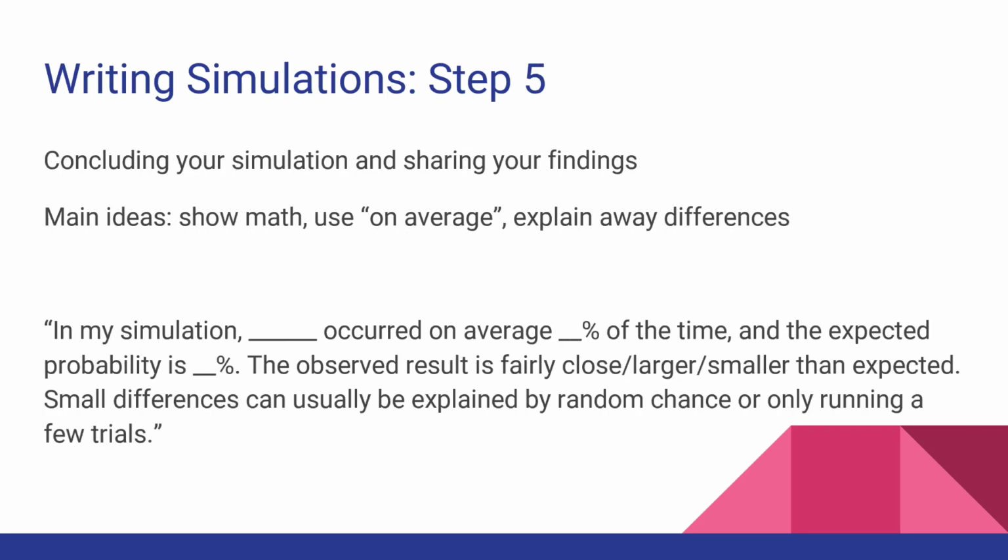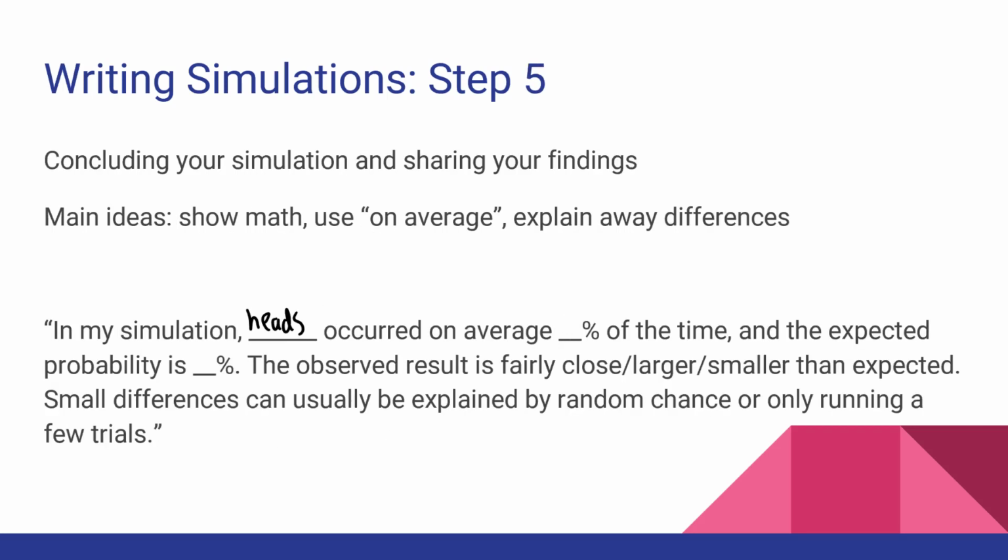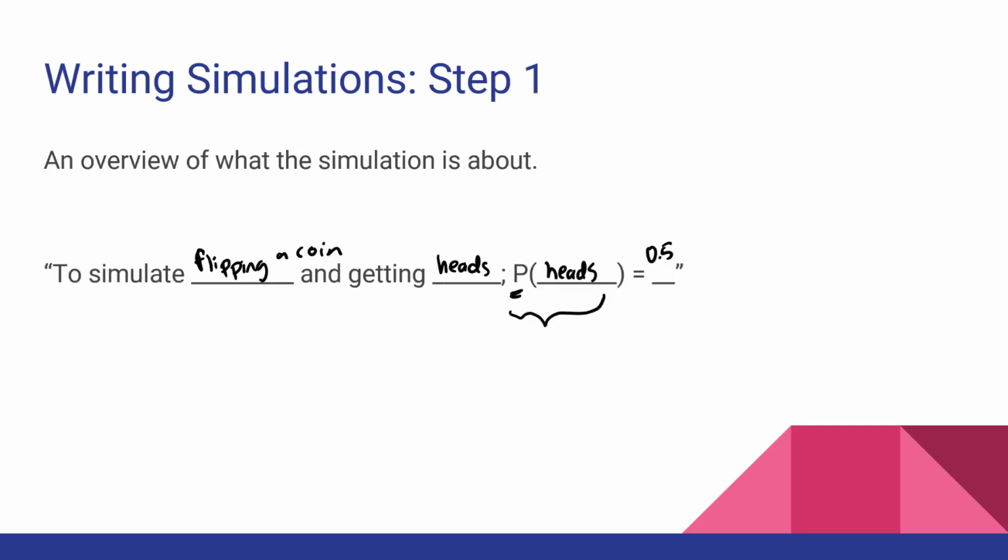So what did we get from our simulation? We say it like this: in my simulation, our success, so heads, occurred on average. We take the 3 numbers that we got over here, and then we average them together to get a total simulation average. So averaging them together, so 50 plus 55 plus 42.5 over 3, we get 49.17% of the time.